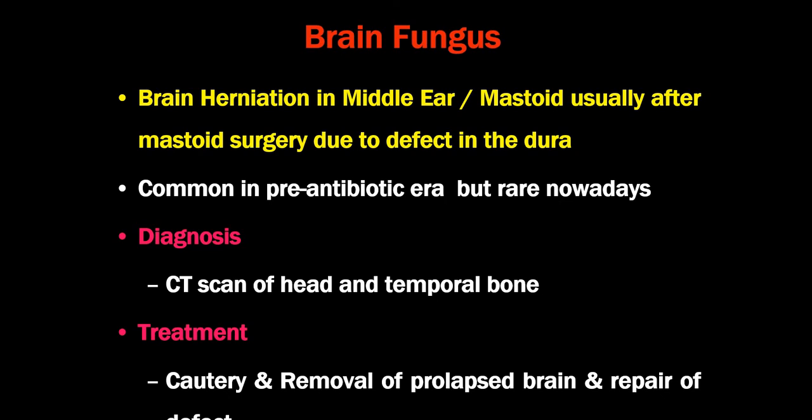Diagnosis is by CT scan of the head and temporal bone. You have to see the brain tissue in the mastoid cavity. Treatment is by cautery and removal of the prolapsed brain, and repair of the defect is to be performed.